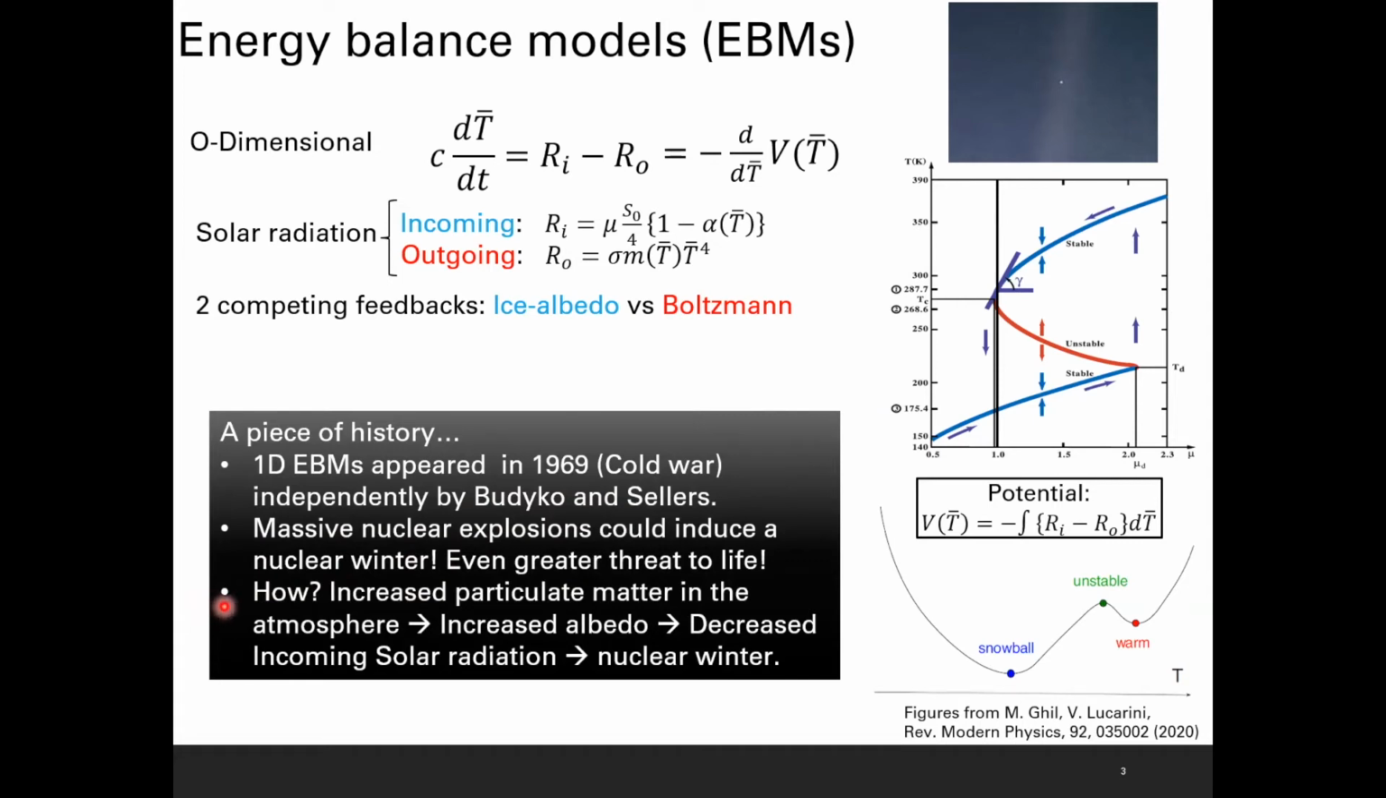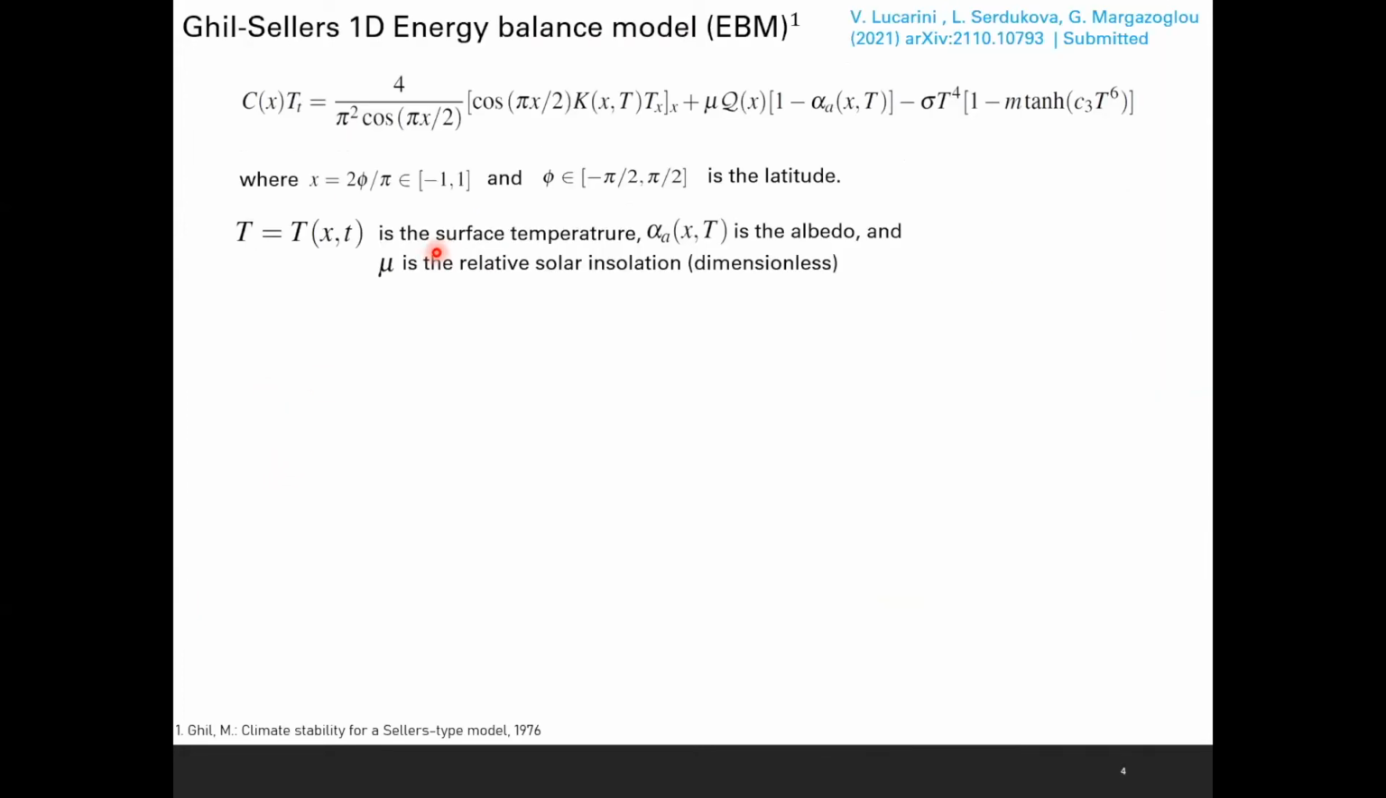The idea is, of course, that if massive explosions occur, then increased particulate matter would be found in the atmosphere. This would in turn increase albedo and decrease the solar radiation, causing some sort of nuclear winter and keeping the system out of the present warm state, towards a possibly global glaciated state. So that was zero dimensional. The one dimensional case is what I'm going to discuss here in the first part of the talk.